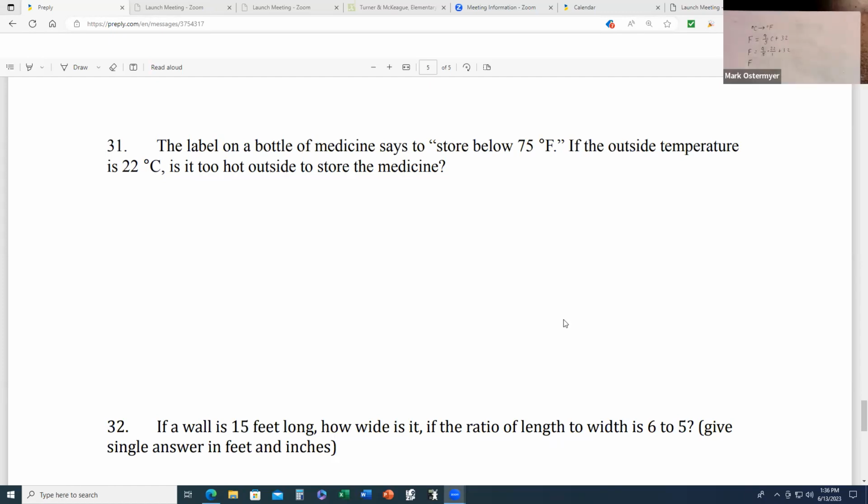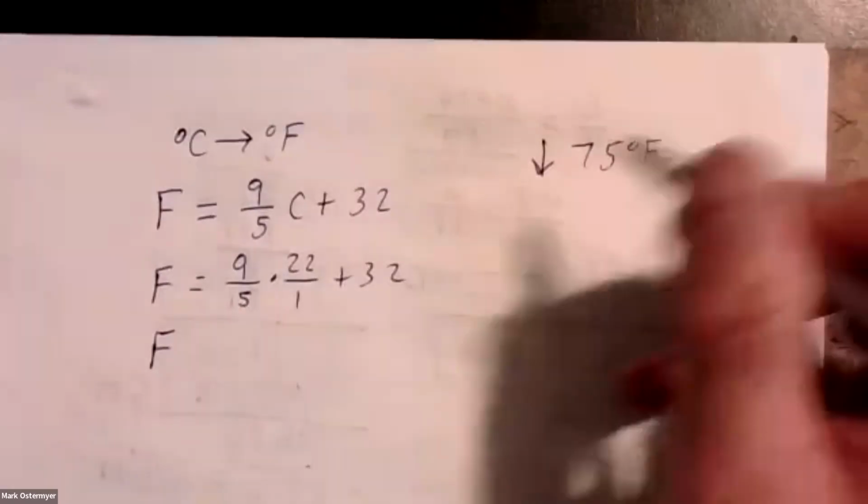Oh, but you know what? The medicine says you can store it at a temperature below 75 degrees Fahrenheit. They want to know if 22 degrees Celsius is hot, compared to 75 degrees Fahrenheit. 22 degrees Celsius is only 71.6 Fahrenheit. You see that? As long as the temperature is below 75 degrees Fahrenheit, we can store the medicine.